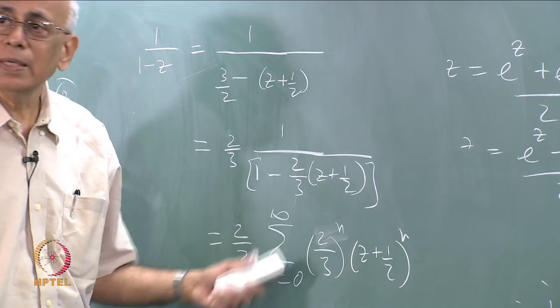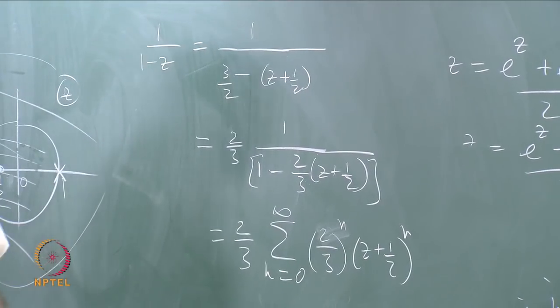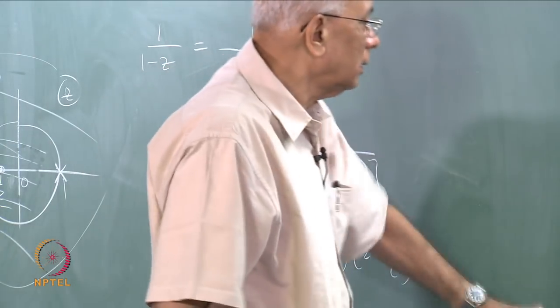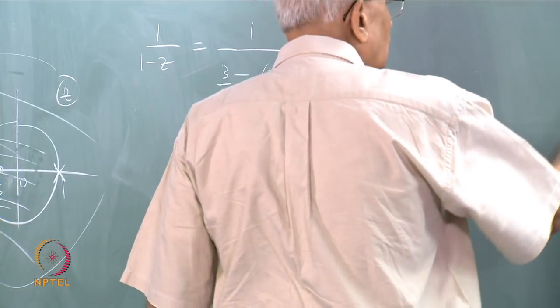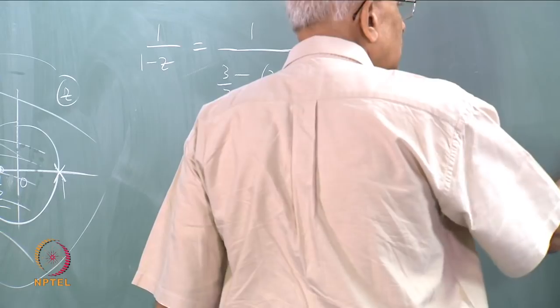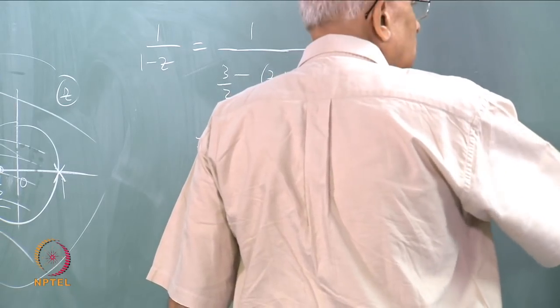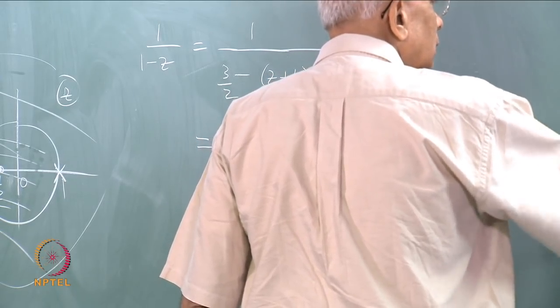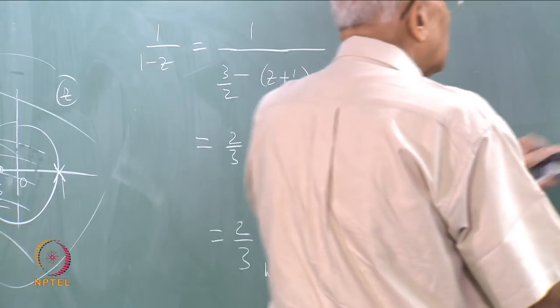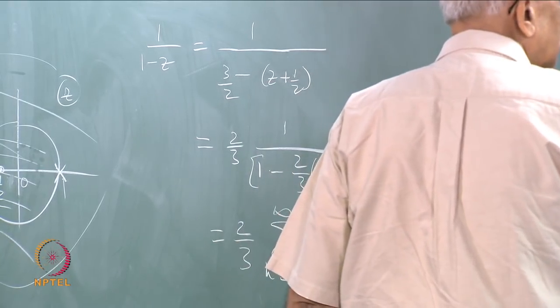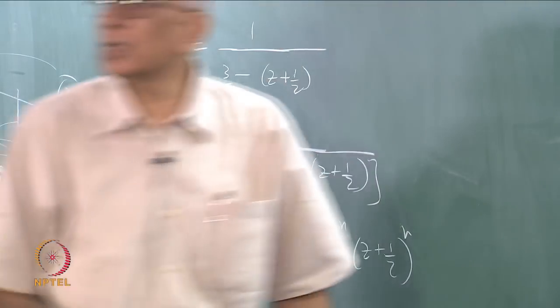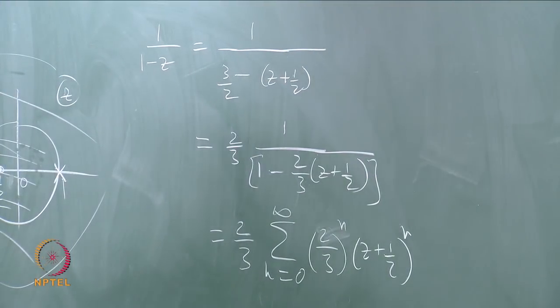This is a binomial series too. Where does it converge? Well, by the ratio test it is going to converge when modulus of 2/3 times z plus half is less than 1, or modulus z plus half is less than 3 halves. It converges in that region, okay.